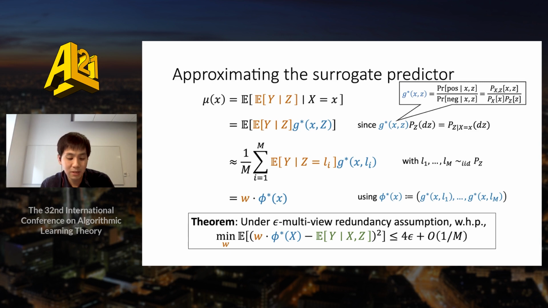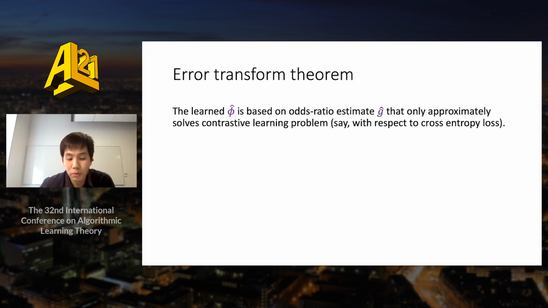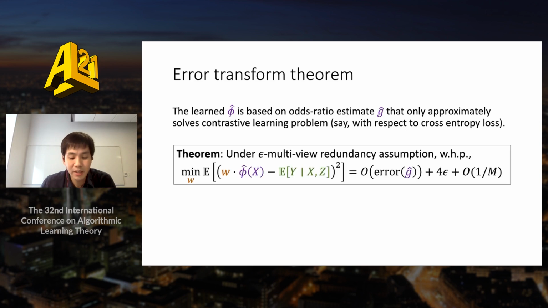There is one important catch, though, which is that this feature map phi star is based on a true odds ratio function g star, rather than an estimate of it. So we also prove an error transform theorem, which relates the quality of the learned feature map phi hat to how well we solve the contrastive learning problem. For concreteness, this assumed that the objective used in the contrastive learning problem is the cross-entropy loss. We proved that essentially the same bound that we showed for phi star on the previous slide also holds for phi hat, except now the right-hand side has an additional term that's proportional to the excess cross-entropy loss of g hat compared to g star.